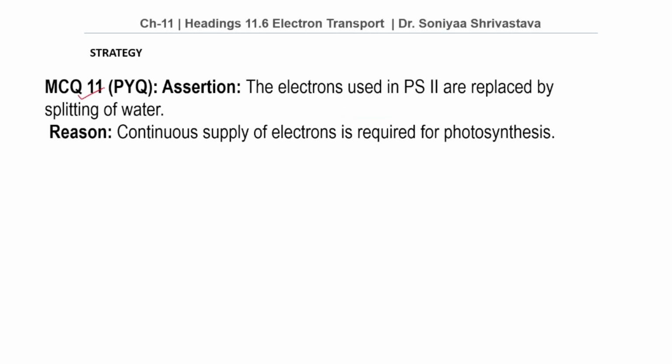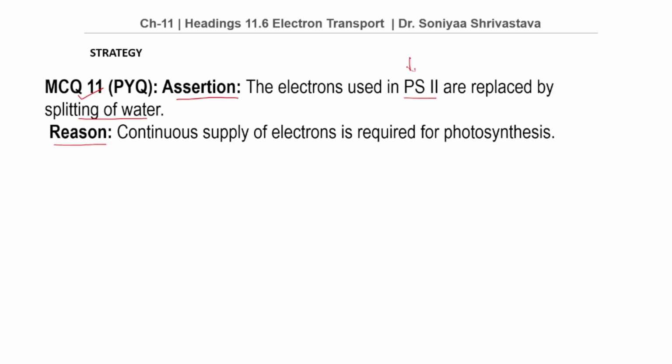Moving on to MCQ number 11. This is an assertion reason based question. What is the assertion given here? The electrons used in PS2 are replaced by splitting of water. And what is the reason given here? Continuous supply of electrons is required for photosynthesis.